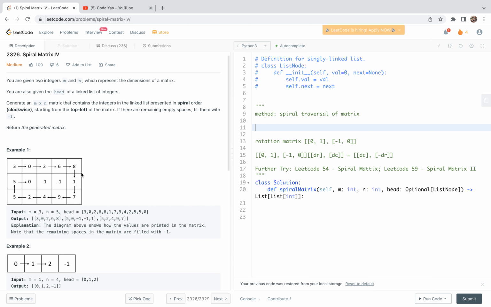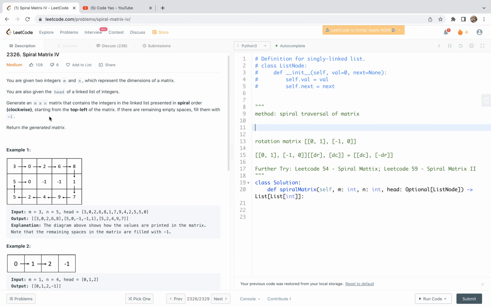First, let's look at the statement of the problem. We are given two integers m and n, which represent the dimensions of a matrix. We are also given the head of a linked list of integers. We want to generate an m times n matrix that contains the integers in the linked list presented in spiral order, clockwise, starting from the top left of the matrix. If there are remaining empty spaces, fill them with -1.